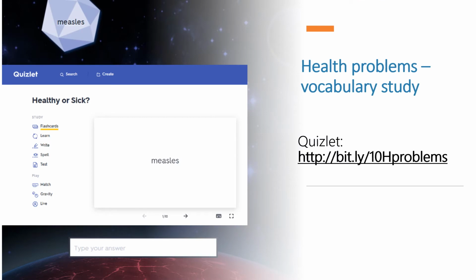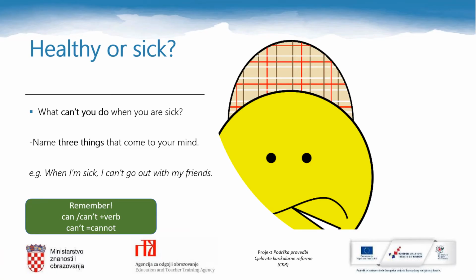After you have studied the words on the Answer Garden board, please go to this Quizlet vocabulary study. Please copy the link that you can see on the right hand side of the screen, bit.ly/10h-problems, into your browser, and you will access a list of words on vocabulary cards, some exercises to learn, to write, to spell, some tests, and 3 games with the words about health problems. I hope you enjoyed your vocabulary study on Quizlet.